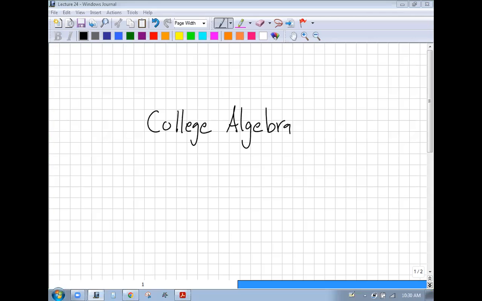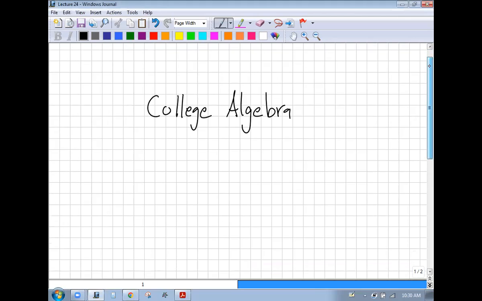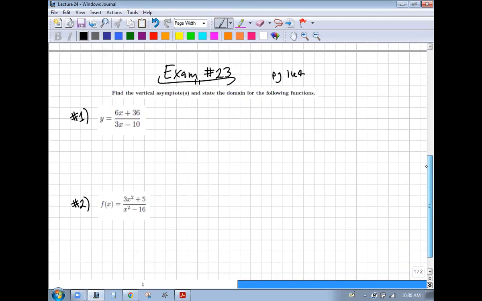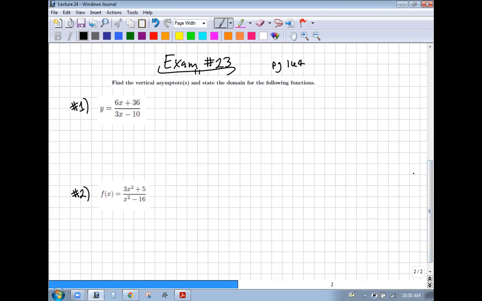All right, class, welcome back to college algebra. We have 5 lectures to go this semester. So let's look at our last exam. Find the vertical asymptotes and state the domain for the following functions.